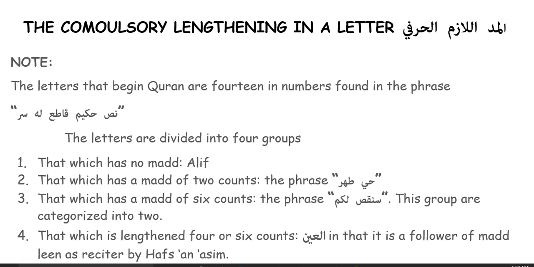The last division or the last category of the letters is that which is lengthened for 4 or 6 counts, and we have just one single letter, which is Al-Ain, in that it is a follower of Maddul Lin, because when we look at the spelling of Ain, the Ain has Fatha, and the Ya, which is the mad letter, has Sukun.